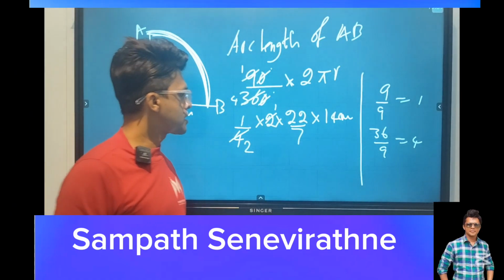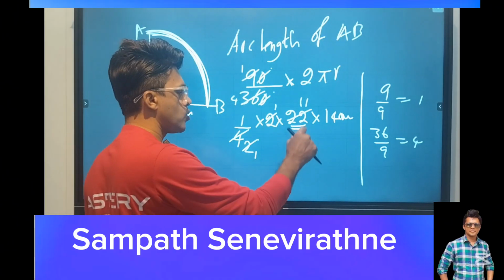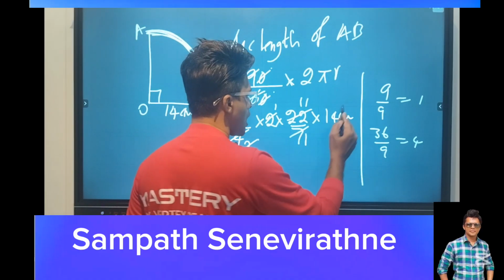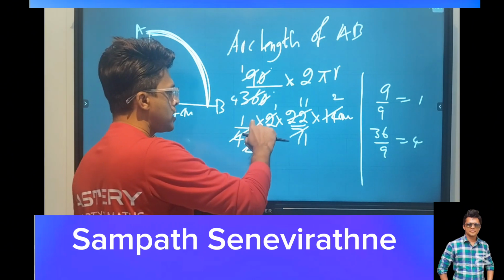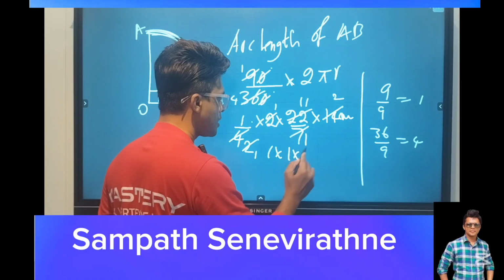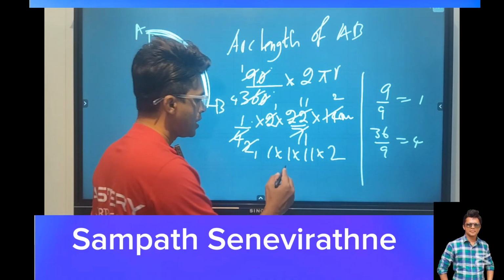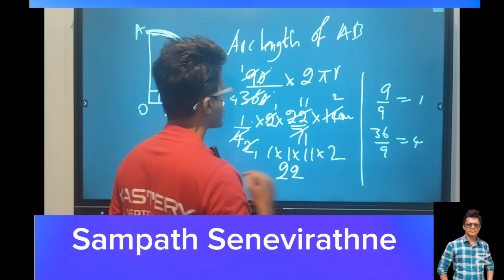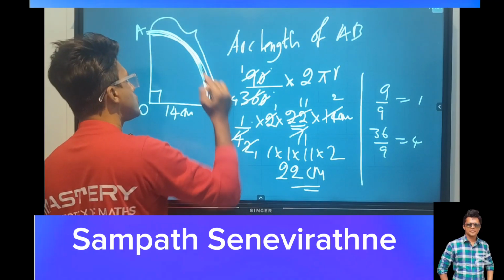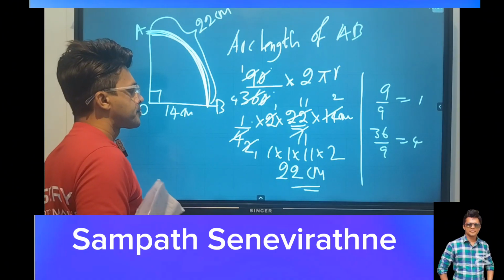Therefore, we simplify: 2 upon 2 is 1, 22 upon 2 is 11. And also this 7 and this 14 can be cancelled out. That's 1 time, 2 times. So 1 into 11 into 2. 1 into 1 is 1, 1 into 11 is 11, 11 into 2 is 22. So the answer is 22 cm, which means from here to here, the arc length is 22 cm.